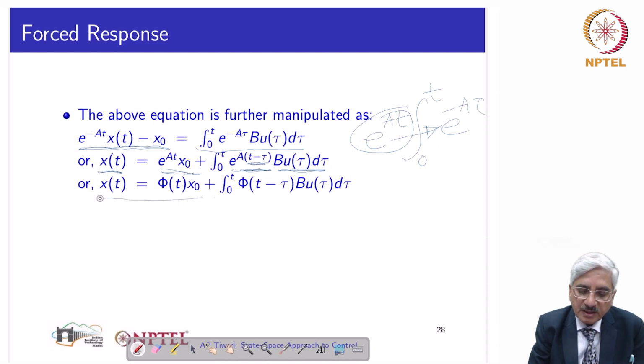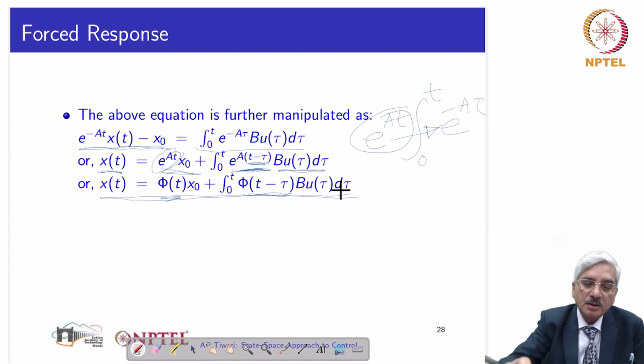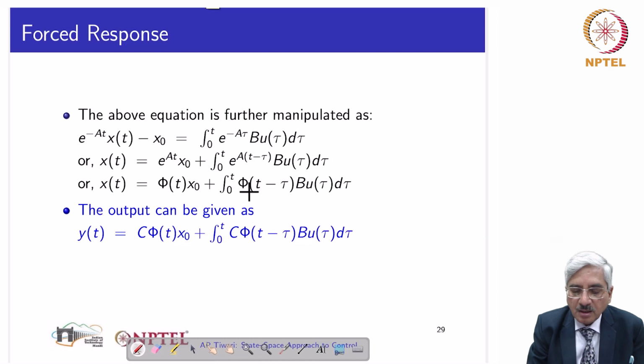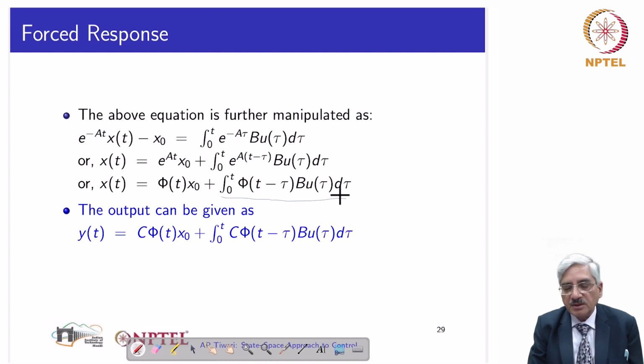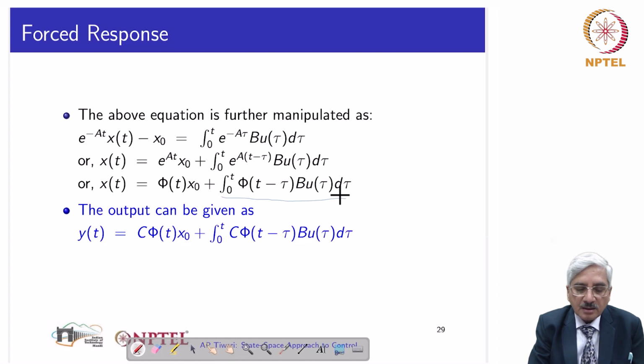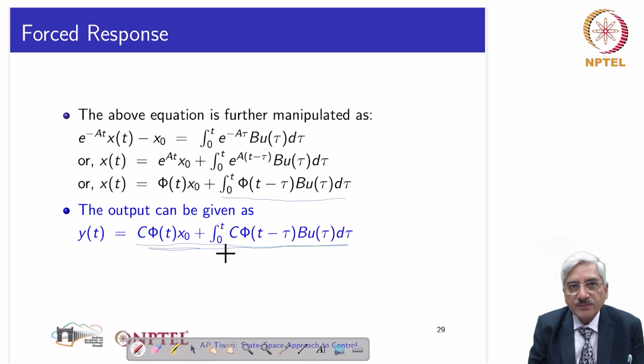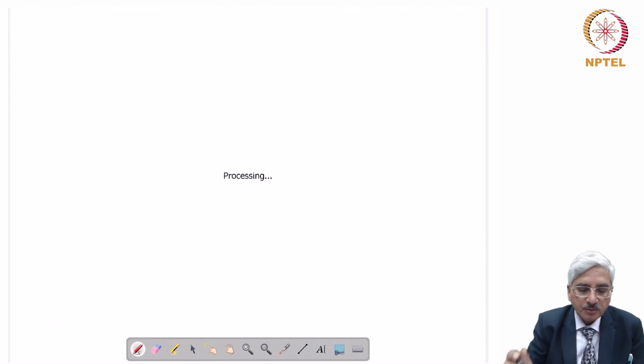Hence x(t) gets expressed as this, in which we have denoted e power At by phi t and e power A(t minus tau) by phi(t minus tau). So we obtain the solution in this form, x(t) equal to phi(t) x0 plus the integral from 0 to t of phi(t minus tau) B u(tau) d tau. And if it is multiplied throughout by C, y(t) is Cx(t), and so the expression for y(t) becomes this. So having obtained the solution of the state, it is straightforward to obtain the time response of the output y(t).